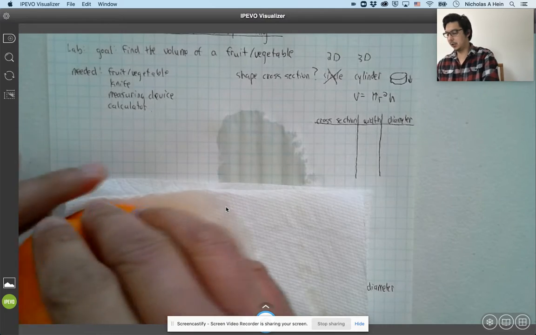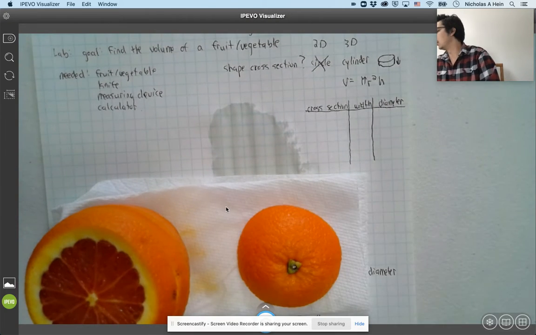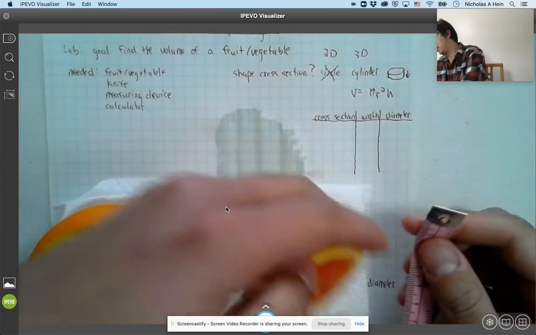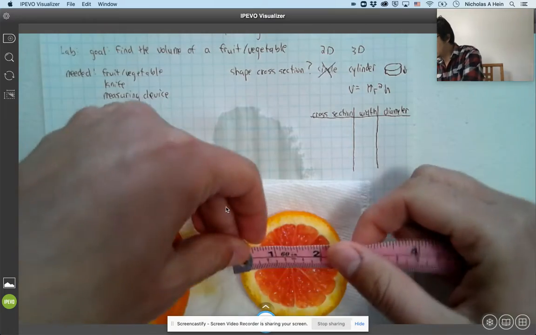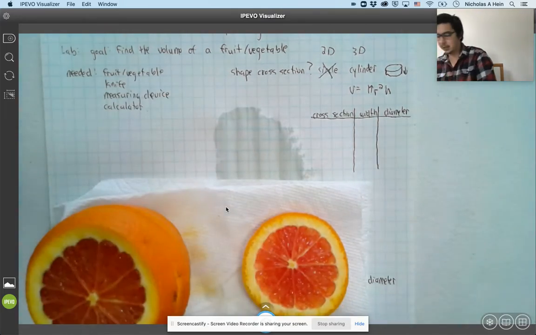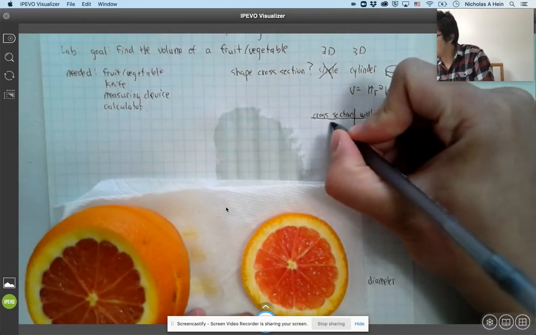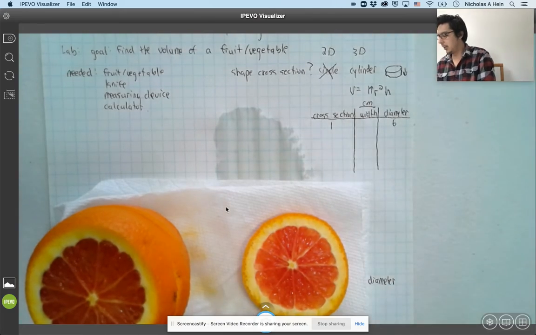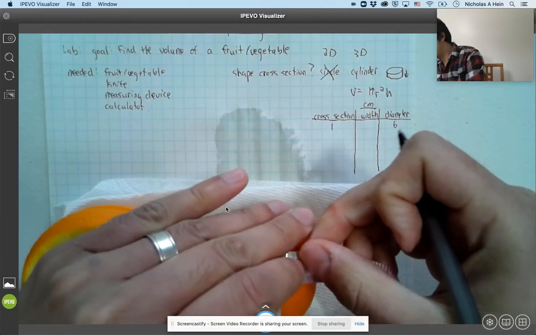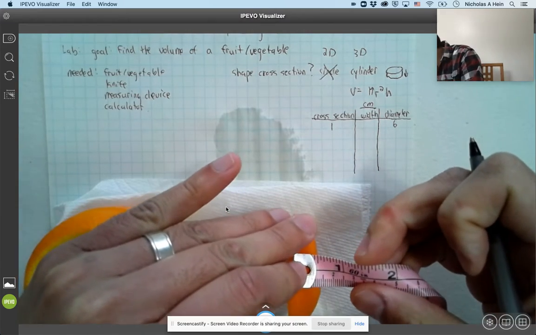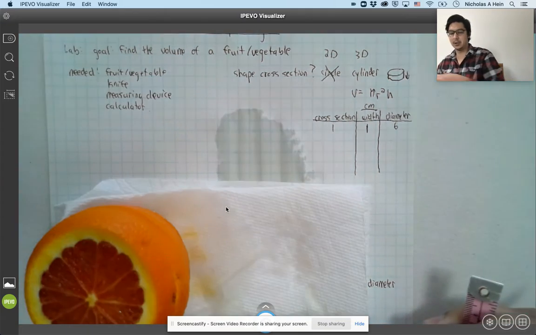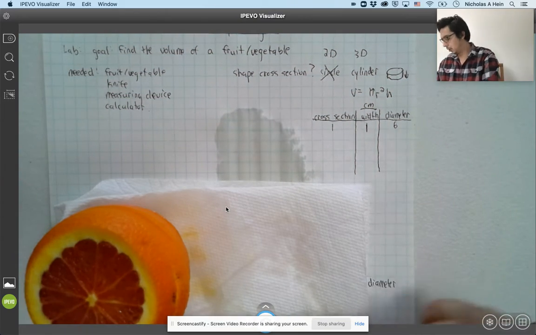So we look at cross section number one, and this is all approximate. And I am using centimeters, by the way. All right. So the diameter of this approximately is 6 centimeters. So cross section number one has a diameter of 6, and this is all in centimeters. And the width approximately is 1. That'll be an easy one to calculate. So there is cross section number one.